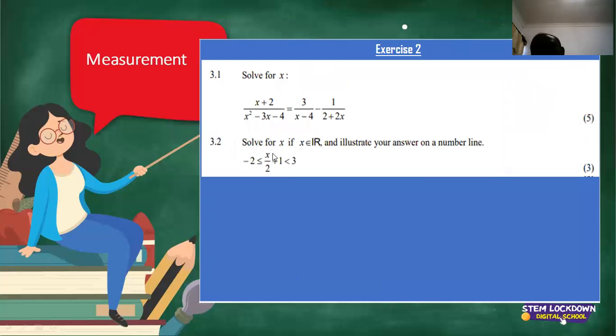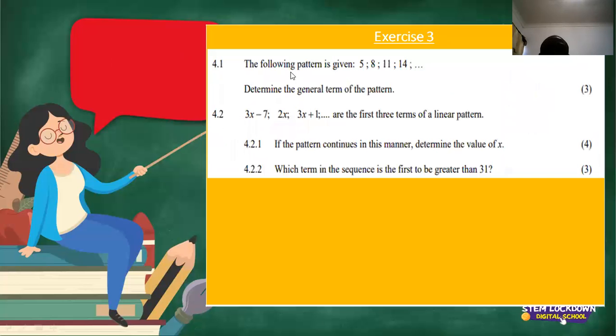So this one is done. Then we can go to the next question. So the next exercise 3. The following pattern is given: 5, 8, 11, 14. Determine the general term of the pattern.